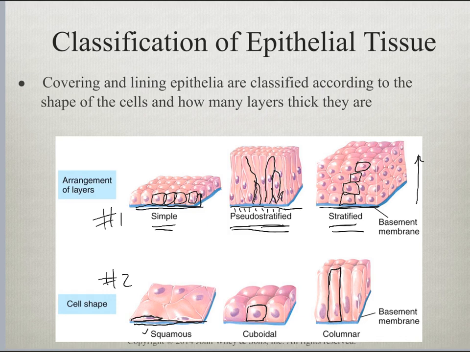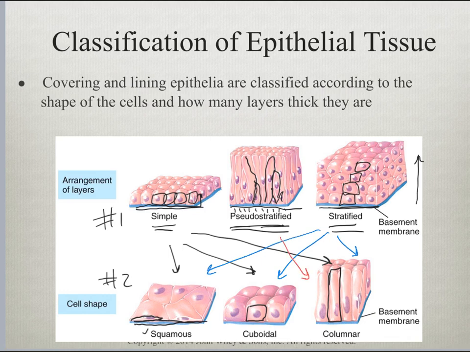Now, how do we put it together? It's pretty straightforward. We could just simply drop lines to explain the arrangement and shape. For example, simple squamous, simple cuboidal, simple columnar. And we can do the same with stratified. Stratified squamous, stratified cuboidal, stratified columnar. Now with pseudostratified, we're only going to use one type, which is pseudostratified columnar. So we'll draw a red line to explain that pseudostratified columnar epithelium.